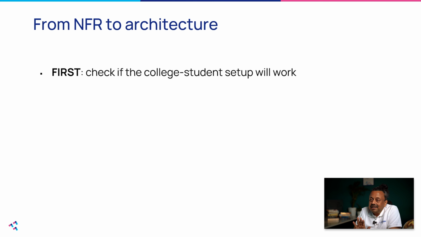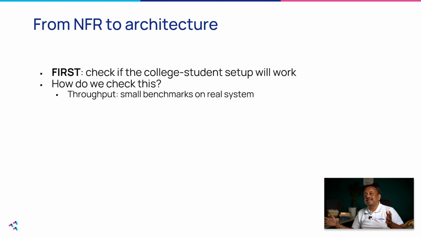First, check whether the college student architecture will do the job or not. So how do we check this? Look at the NFRs and see what throughput you get on a single server. For instance, if the expectation is that we will need to handle only 1 million transactions a day, that's a very small number for modern computers. 1 million a second is huge, 1 million a day is quite small.